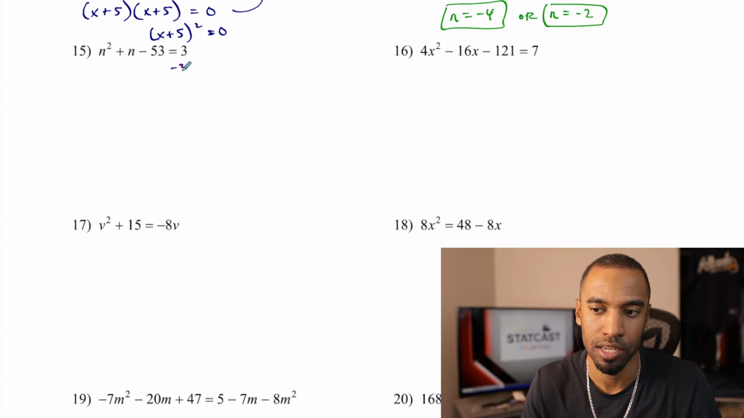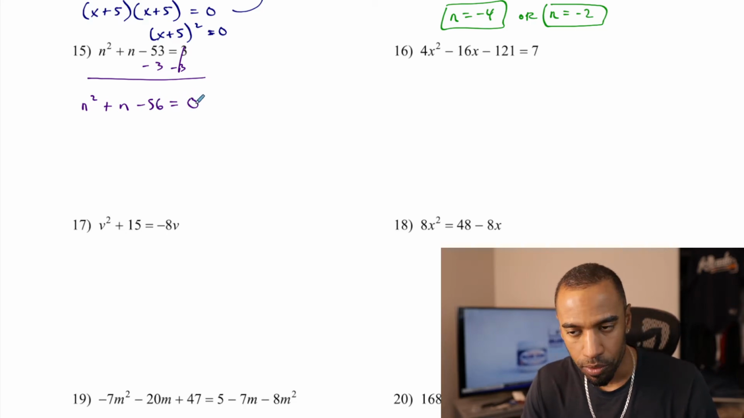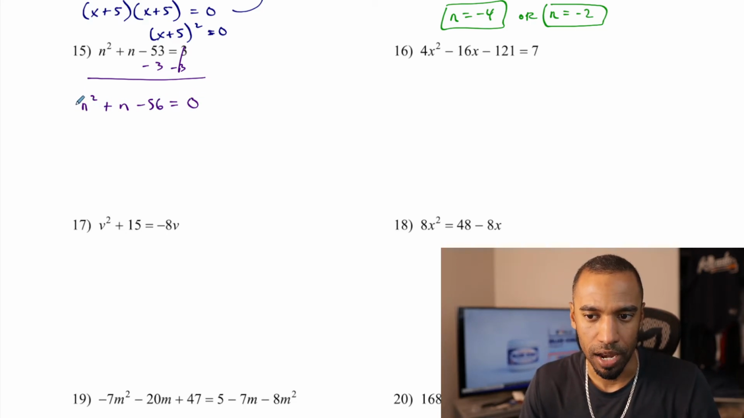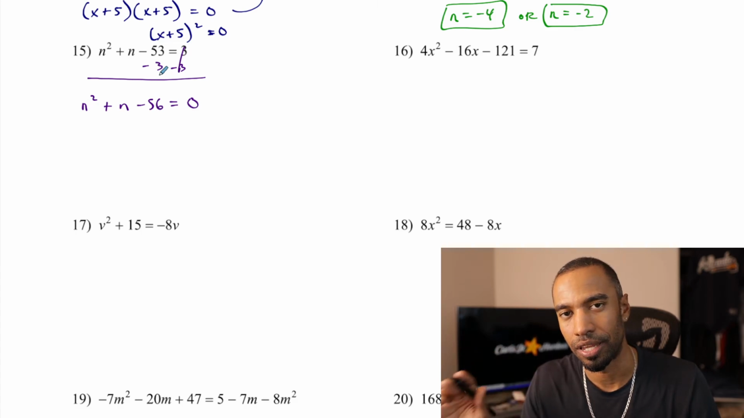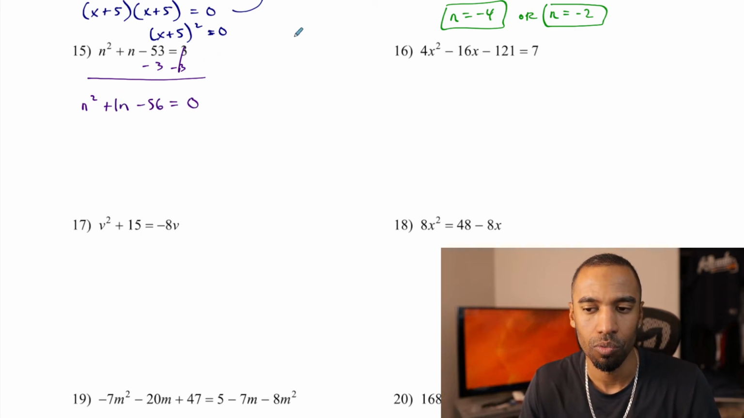We need to subtract 3 from both sides here, and I'm going to combine it with the negative 53 because I need this to equal 0. Right? I need it to equal 0. So this is going to say n squared plus n minus 56 equals 0. It's set equal to 0. We're in standard form. We've got a 1n squared, no common factors. Let's find out what two numbers multiply to make negative 56 and add to make positive 1.